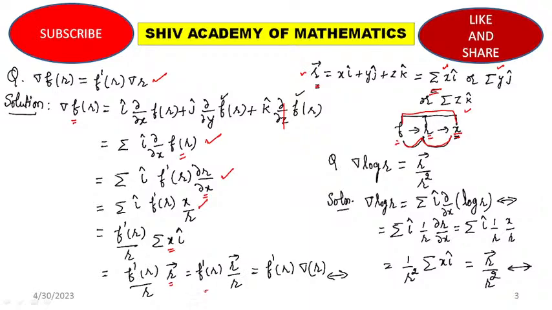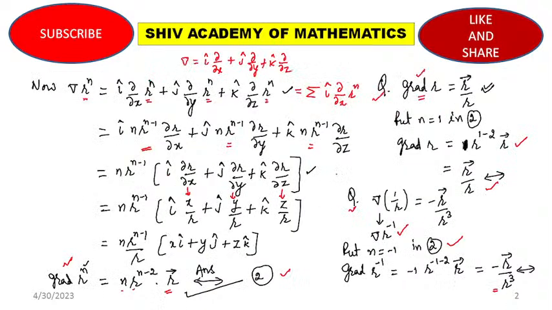So you get one answer, but because the question asks for the answer in the form of gradient r on the right side, this vector r by r is what? Gradient of r. Because in the previous problem you have written gradient of r equals vector r by r.